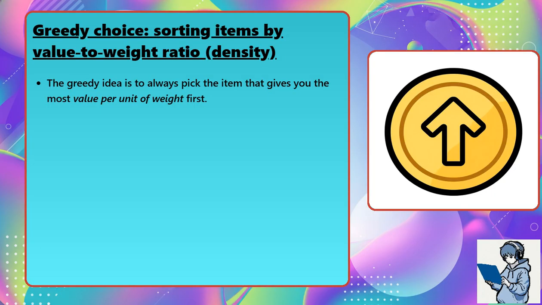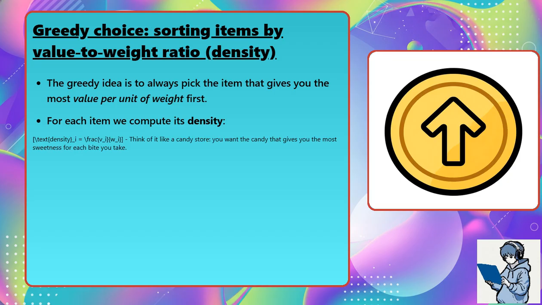The greedy idea is to always pick the item that gives you the most value per unit of weight first. For each item we compute its density: density_i equals v_i divided by w_i. Think of it like a candy store. You want the candy that gives you the most sweetness for each bite you take.